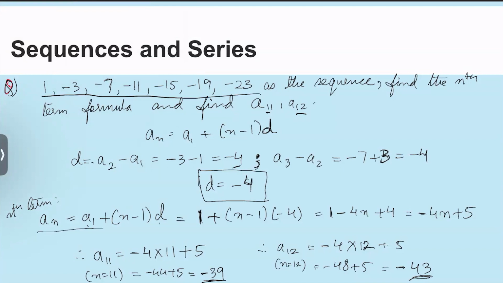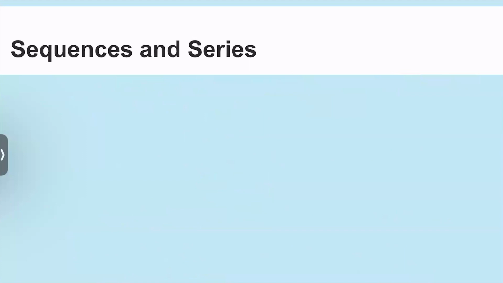And the nth term will always be given in this form when we have an arithmetic sequence, in which a certain number is added or subtracted from one term to get the next consecutive term. Now let's take another example.